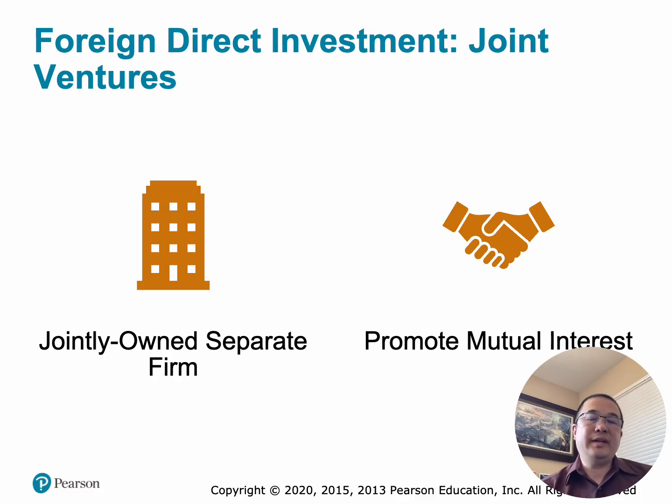This introduces joint ventures, JVs, a form of foreign direct investment, where two or more companies create and jointly own a new business entity. So what is a joint venture? A joint venture is a separate company that is jointly owned by two or more firms. So instead of building a wholly owned subsidiary, as in Greenfield, or buying a company as an acquisition, the companies work together and share ownership, investment, risk, profits, and management responsibilities. The jointly owned separate firm.